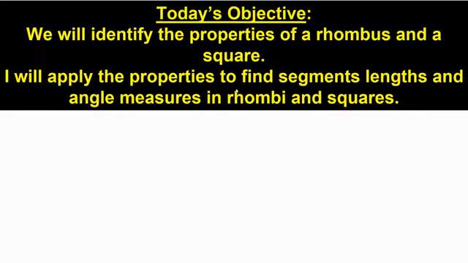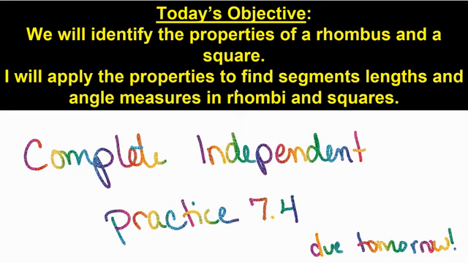So just as a review of our objective today, we identified the properties of a rhombus and a square. Your goal is to be able to apply the properties to find segment lengths and angle measures in rhombi and squares. You can show me that you are able to do that by completing the independent practice 7.4, which will be due tomorrow. Thank you so much for watching.